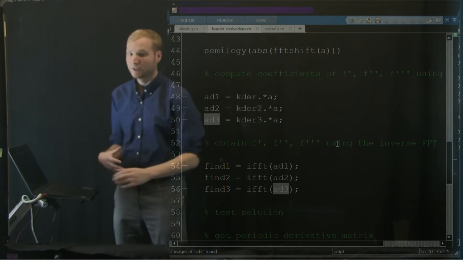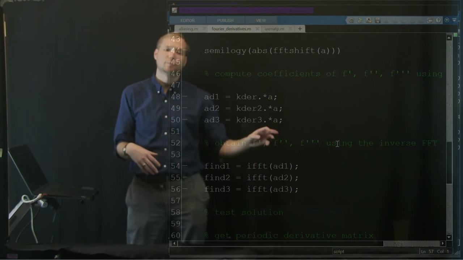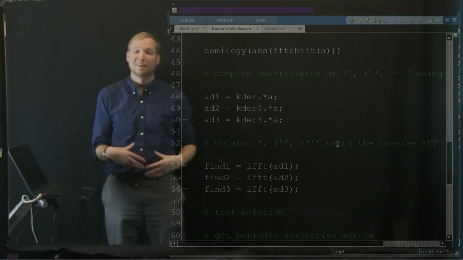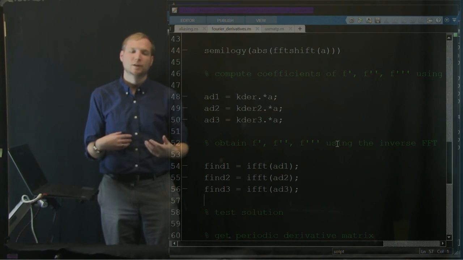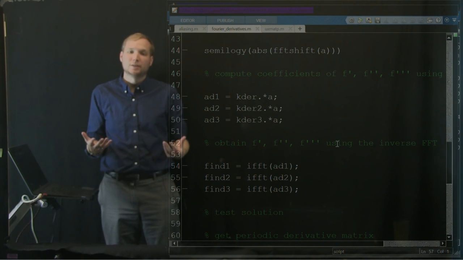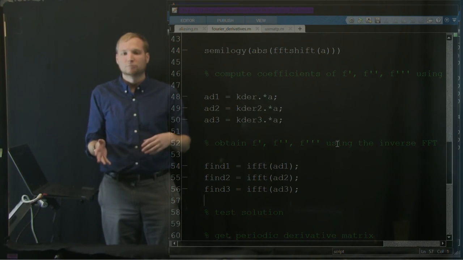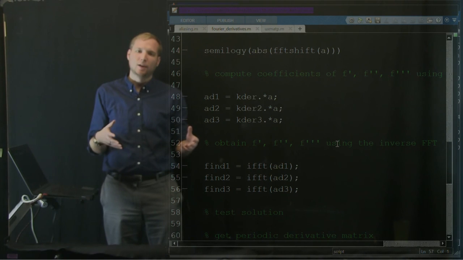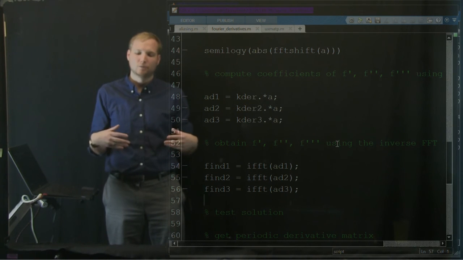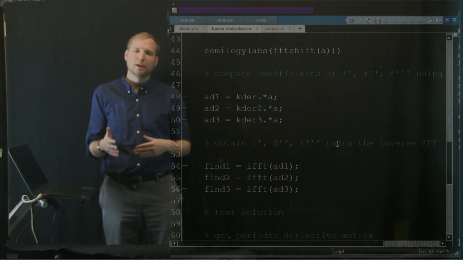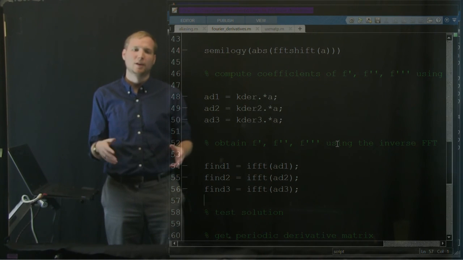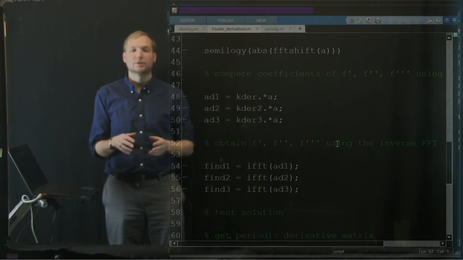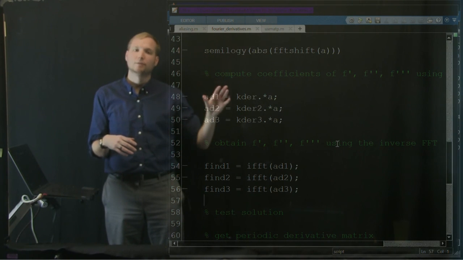And then to actually get the values of f prime, f prime prime, and f triple prime, we have to call the inverse FFT. We haven't really talked about the inverse FFT in the notes, but it just undoes the FFT operation. Once you're shifting correctly and interpreting the coefficients and the frequencies correctly, you don't have to worry so much about what the FFT and inverse FFT exactly mean, because they will undo each other. So you just have to make sure you're doing the right operation when you're in frequency space.